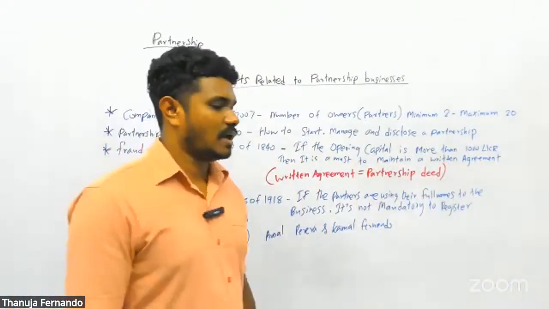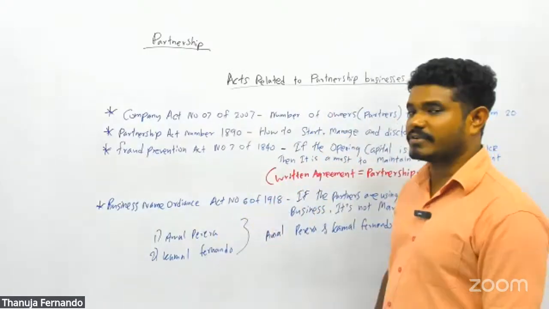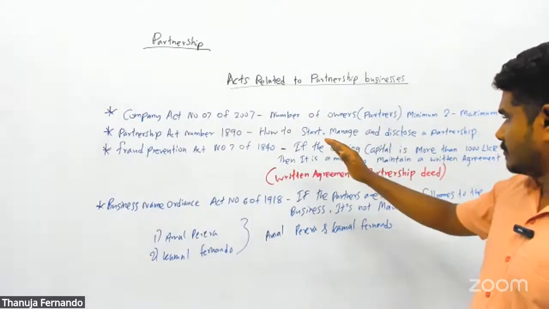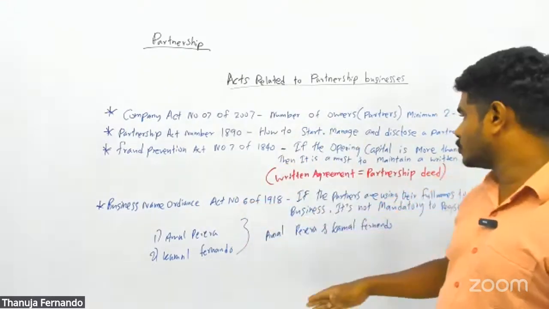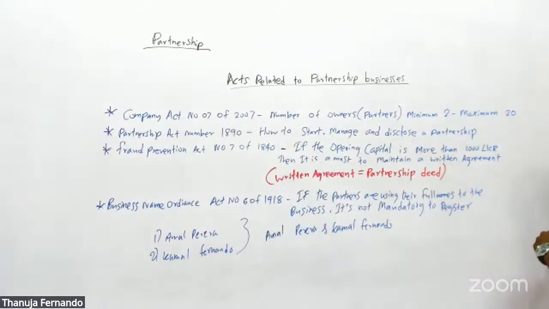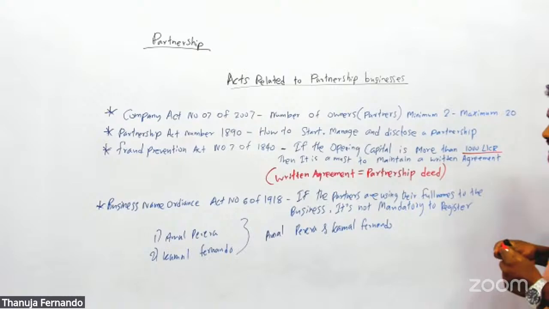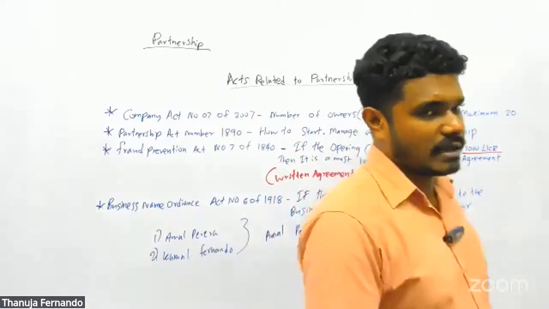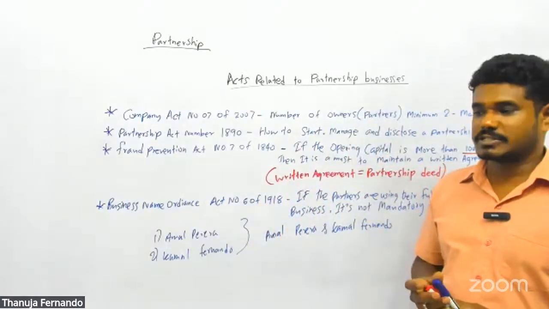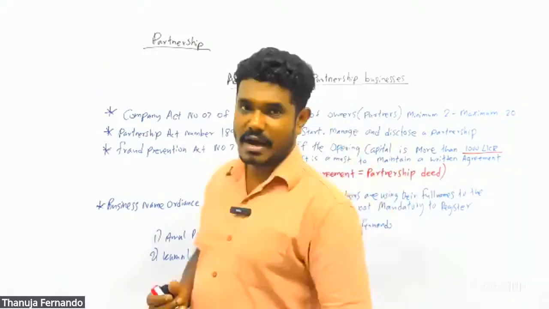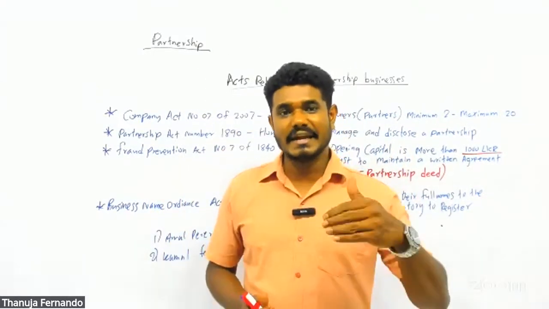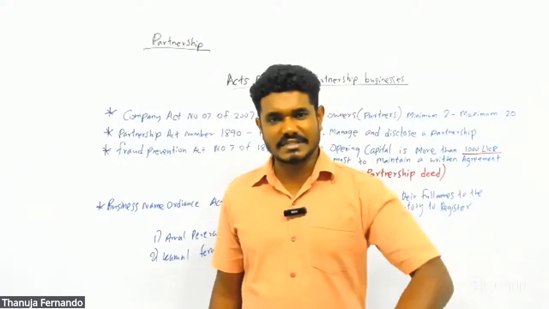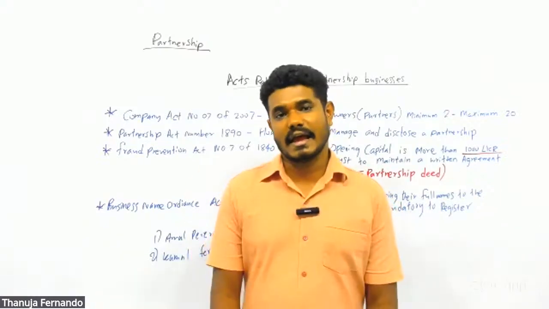And the next act, Fraud Prevention Act number 7 of 1840. In this act, they have clearly mentioned that if the opening capital is more than 1,000 rupees, then it is a must to maintain a written agreement. So as partners, they have to maintain an agreement. Let's say there are 2-3 partners. To continue a business, they have to maintain agreements.